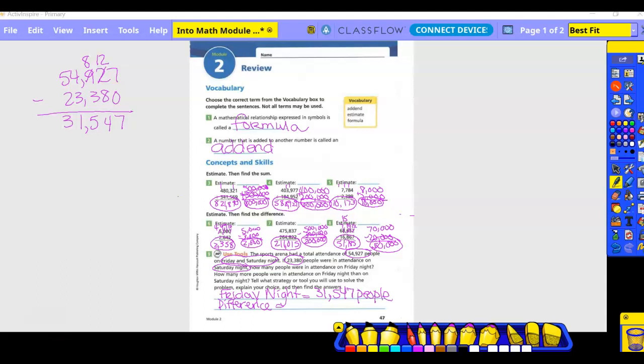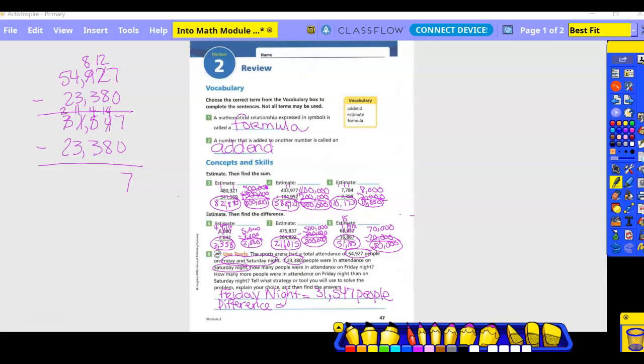Okay, so to find the difference, which 2 numbers are we going to use now? The answer we just got minus what? The 23,380. Okay, so 7 minus 0 is 7. This 4 becomes a 14. The 5 becomes a 4. Can I take 3 from 4? Yep, so we're good there. But over here, can I take 3 from 1? No, so this becomes an 11, and the 3 becomes a 2.